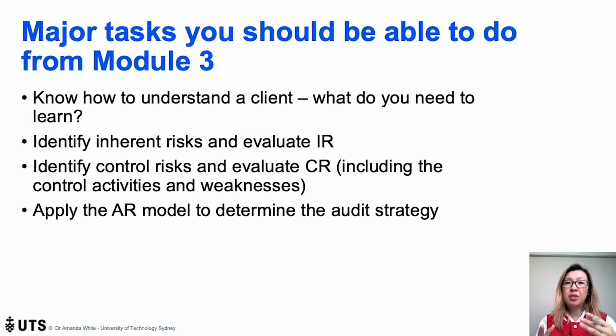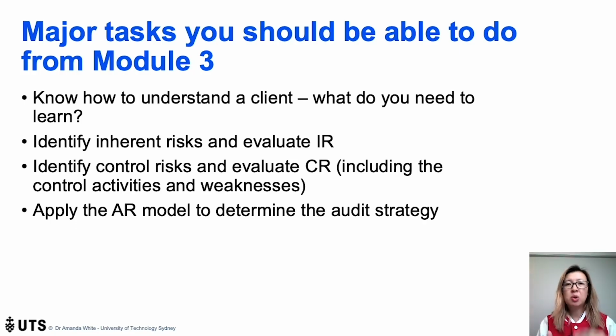You need to be able to identify the control activities and make a control risk evaluation. So that's flowcharting the process. What are the controls? What are the weaknesses? Do we have any issues? And then apply the audit risk model to determine the audit strategy. Are we doing a mostly test of controls approach, or a mostly substantive approach, or a mix of the two? So those are the things that you need to be able to do from Module 3.